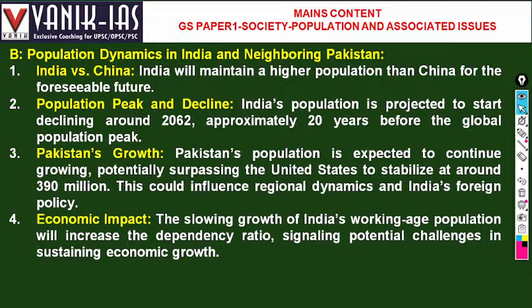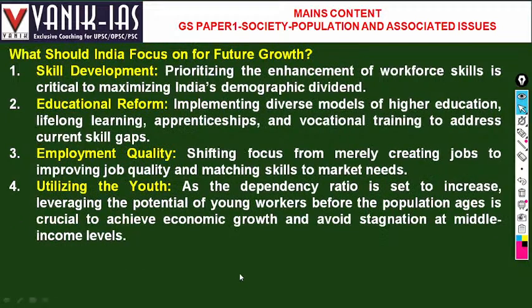Economic impact. The slowing growth of India's working age population will increase the dependency ratio, signaling potential challenges in sustaining economic growth. What should India focus on for the future growth? Skill development. Prioritizing the enhancement of workforce skill is critical for maximizing India's demographic dividend. Educational reform. Implementing diverse models of higher education, lifelong learning, apprenticeship and vocational training to address current skill gap.